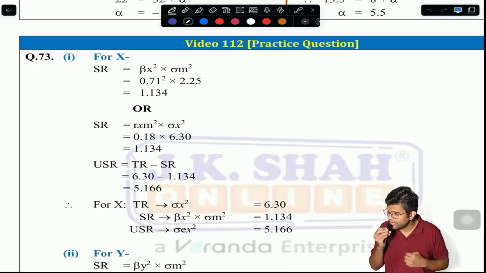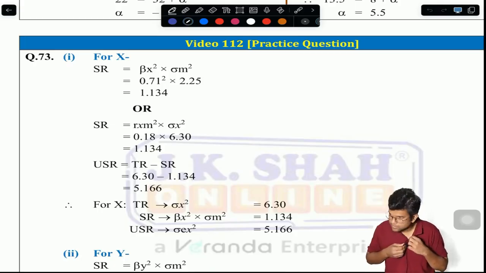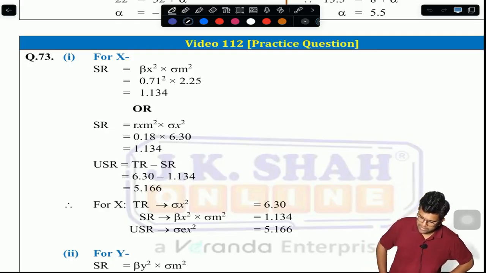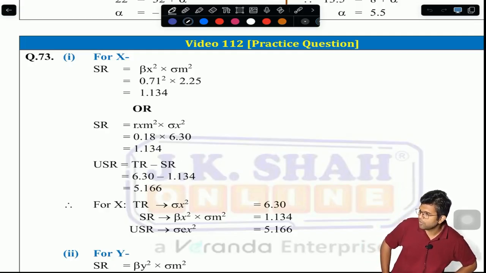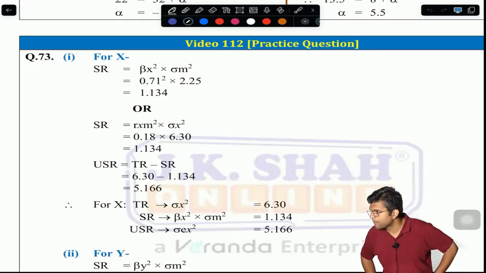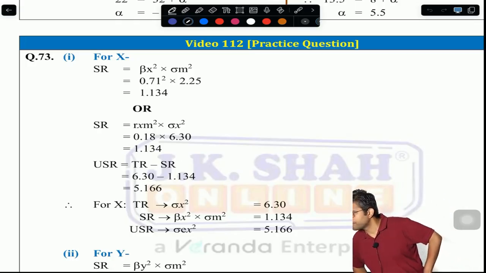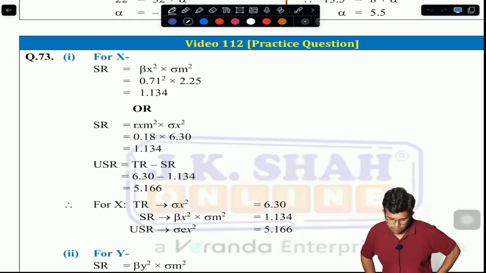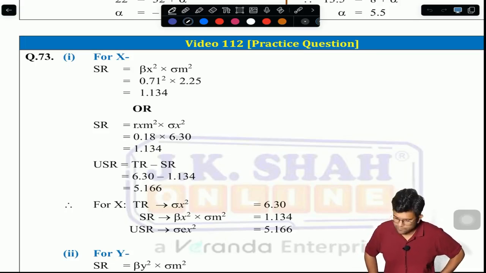For X, are you getting these three answers? 6.3 is total risk. That is the question I had given. Systematic risk by both formulas I am getting 1.134. And unsystematic risk is the balance, 5.166. All clear?